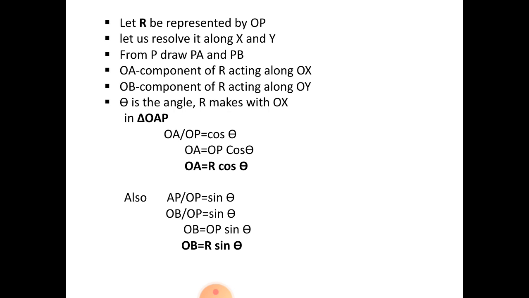In the triangle OAP, OA by OP is equal to cos theta. Here when you take the cross multiplication, OA is equal to OP cos theta. We know OP is equal to R. So OA is equal to R cos theta. Also AP by OP is equal to sin theta. AP is equal to OB. So OB divided by OP is equal to sin theta. So OB is equal to OP sin theta. So OP is equal to R. So OB is equal to R sin theta.